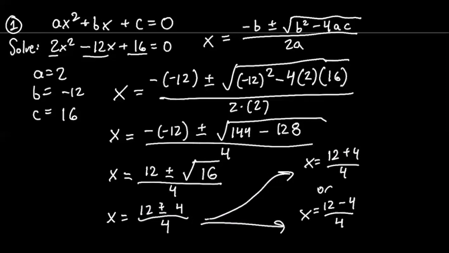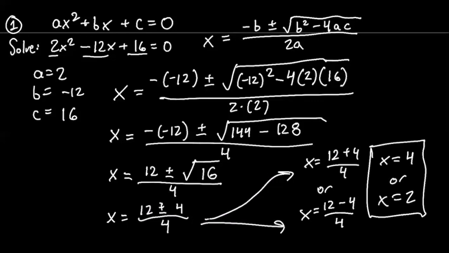And if we simplify these, we get x equals 16 divided by 4, which is 4, or x equals 8 divided by 4, which is 2. So our two solutions for our quadratic that we started with up here are 4 and 2. And we found those by using the quadratic formula.